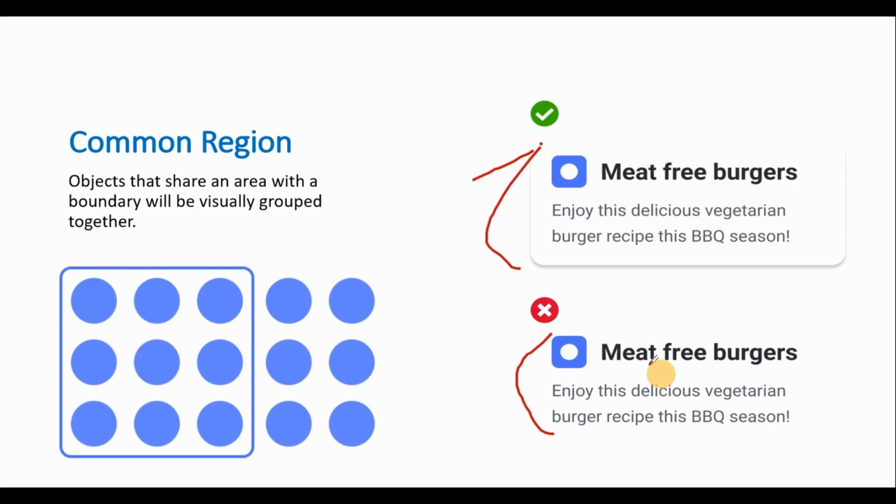So the law of common region allows us to visually group objects together by placing them within boundaries. So we know this is card one, card two. Let's say you're designing an e-commerce shop, each item needs to have its own card to represent that this is a single item: the picture, the name of the item, the description and all of that. So that's common region.